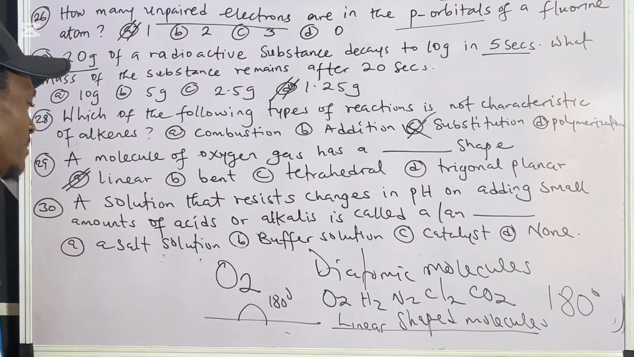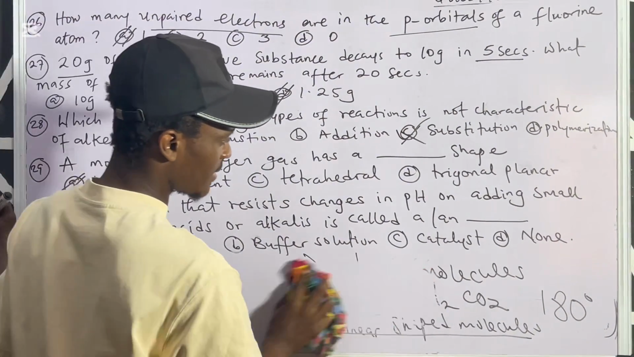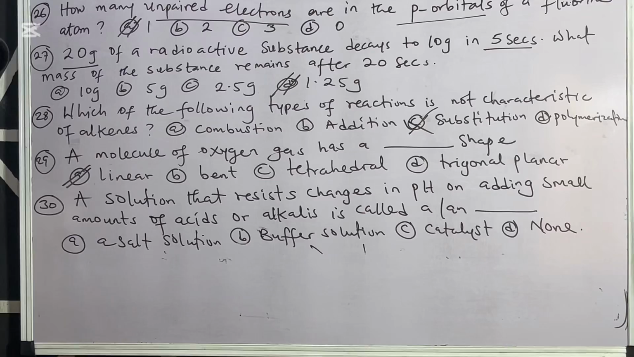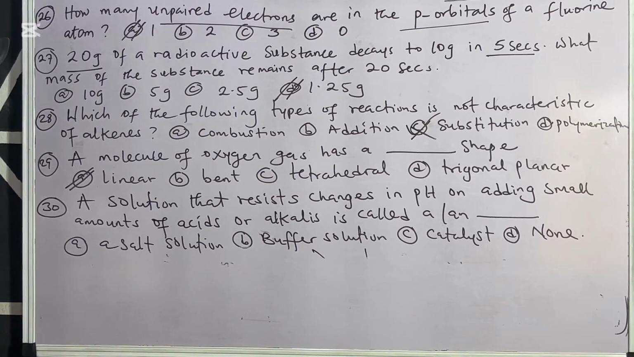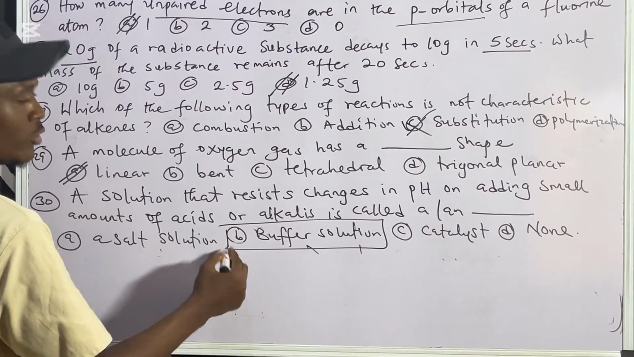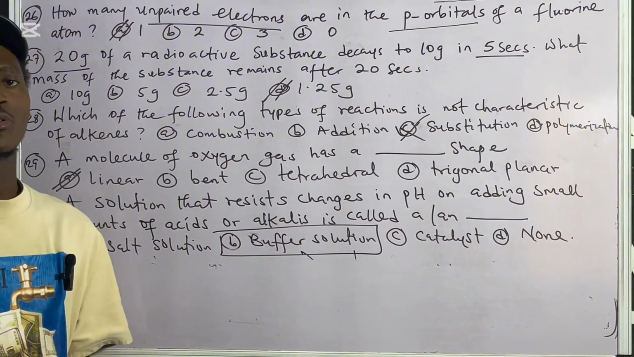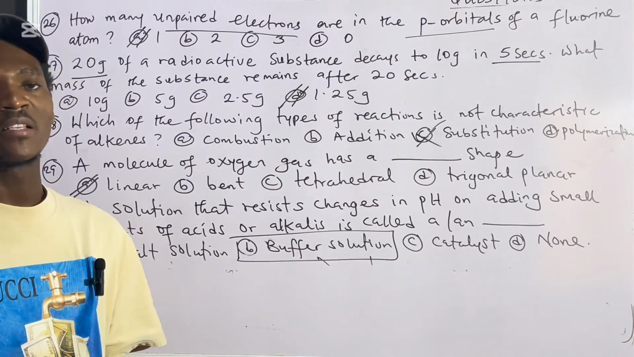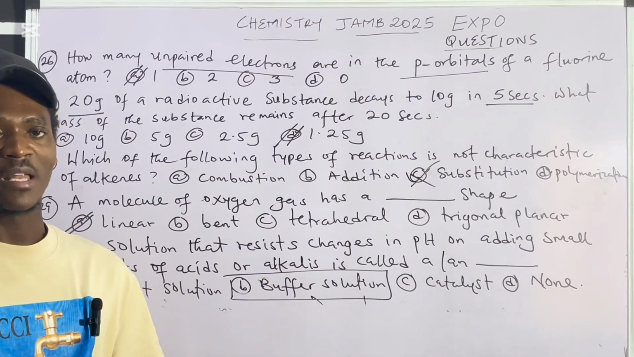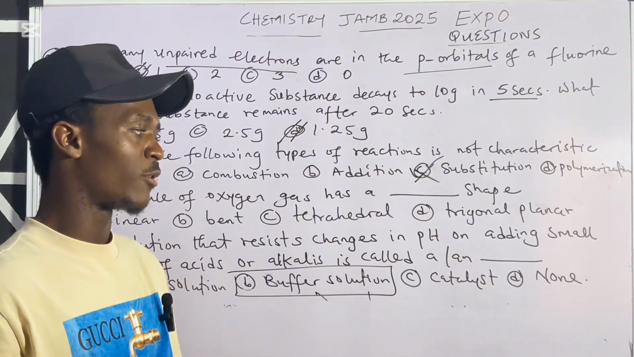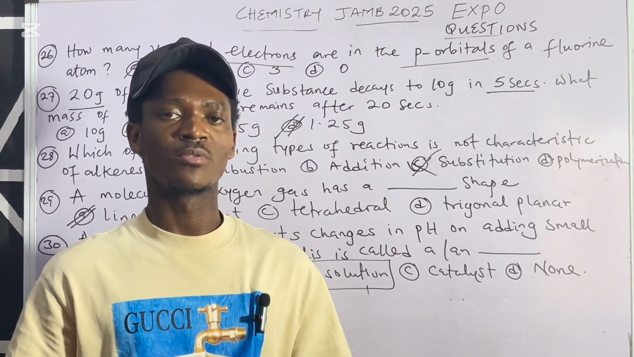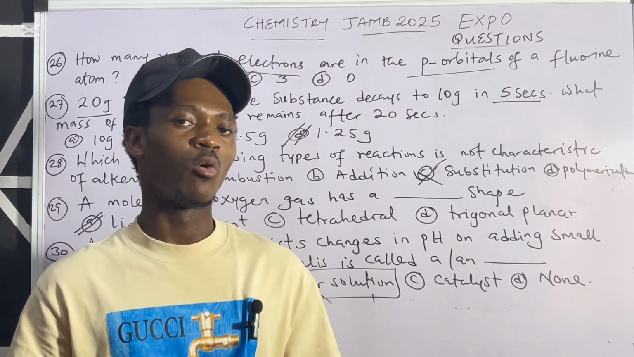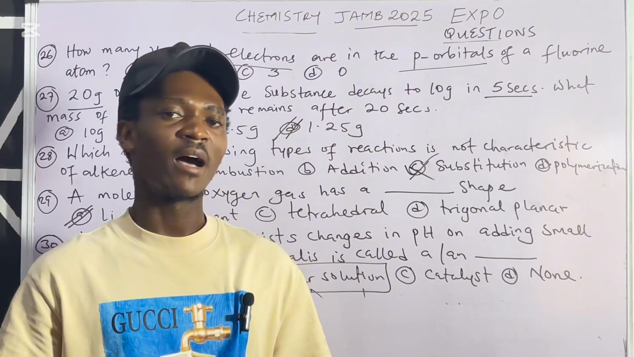Then number 30. A solution that resists changes in pH on adding small amounts of acids or alkalis is called a, or is known as a buffer solution. Now, buffer solutions are simply solutions that resist slight changes to pH. And how do they resist changes to pH when small amounts of acids or bases are added to it? It's due to the fact that buffer solutions are made up of weak acids or bases mixed with their corresponding conjugate base and acid respectively.